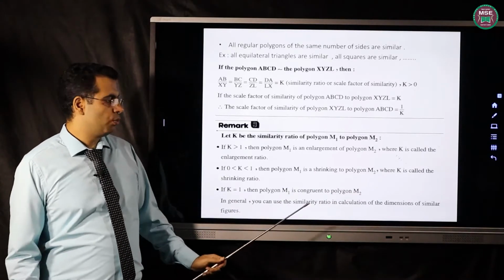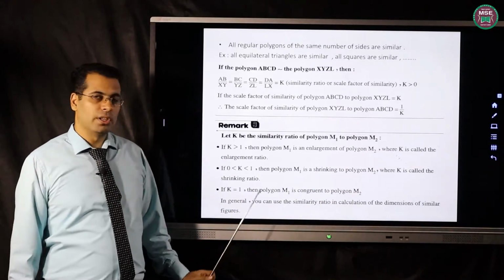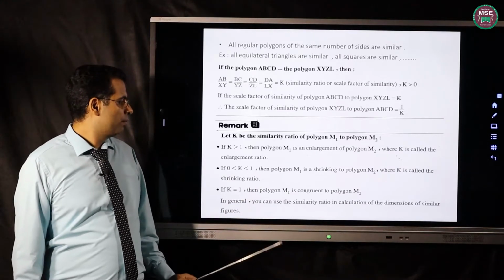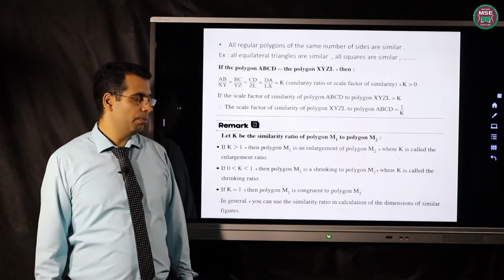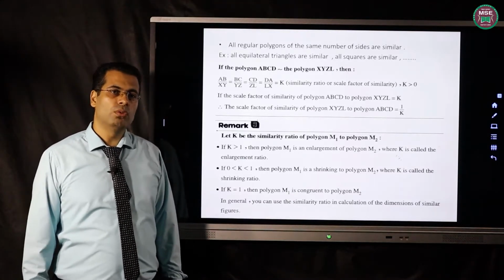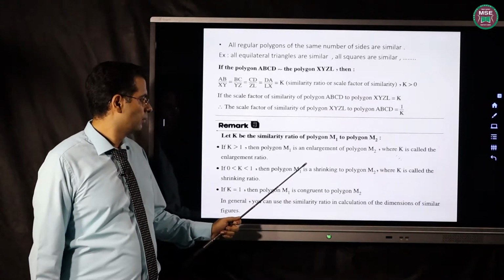Remark: as we said, if K is bigger than 1, then we have enlargement. If K is smaller than 1, we have shrinking or minimizing. And if K equals 1, then we have two congruent polygons.